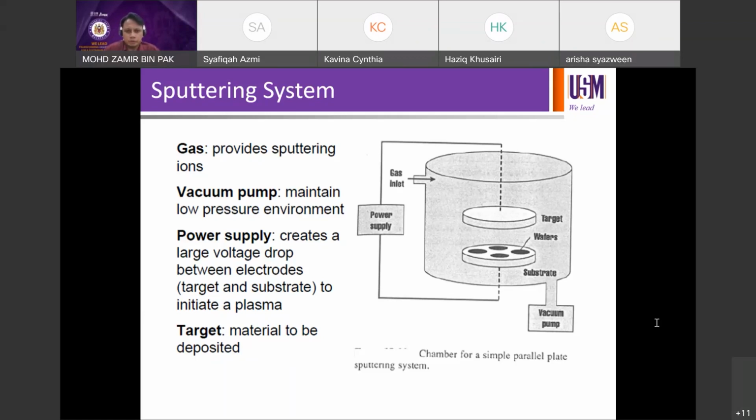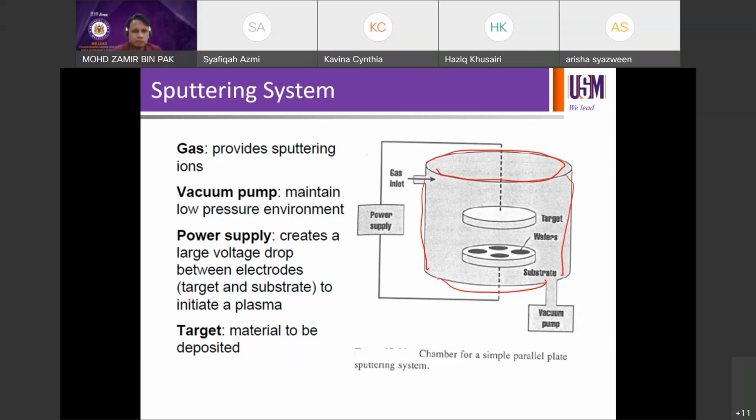To be able to run a sputtering process, you need a chamber, a space that will host the sputtering process. In this case, you can see this whole space is a chamber. So that is a chamber.